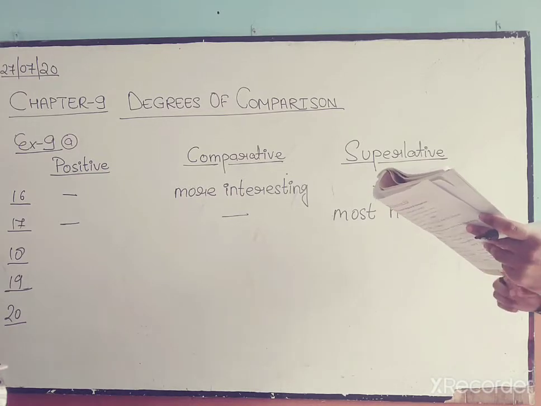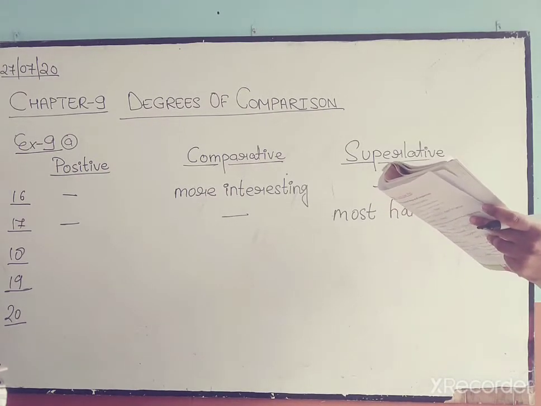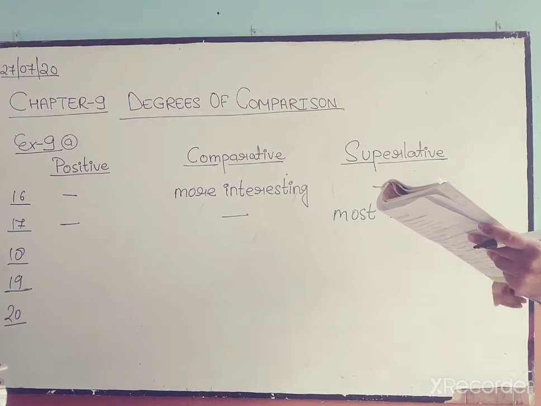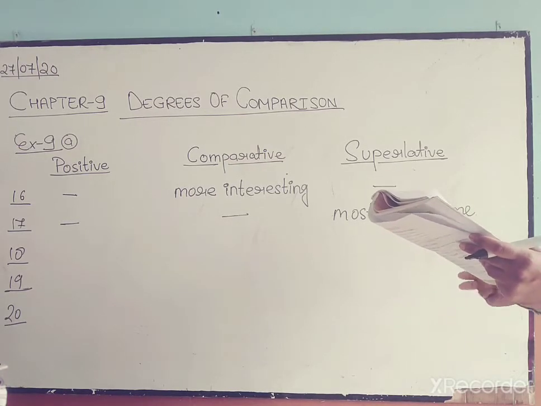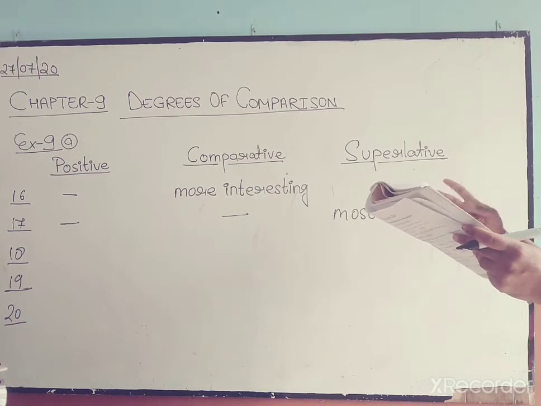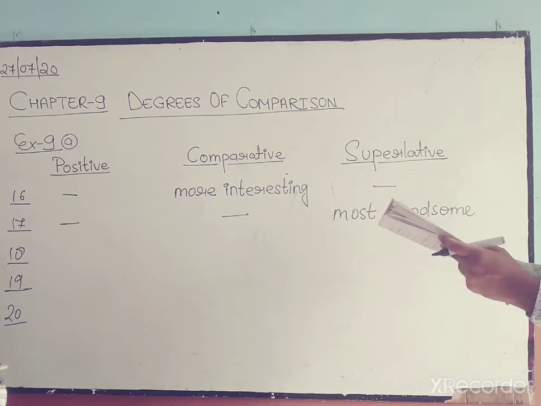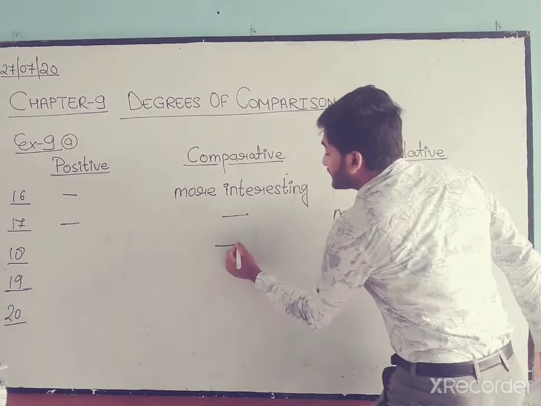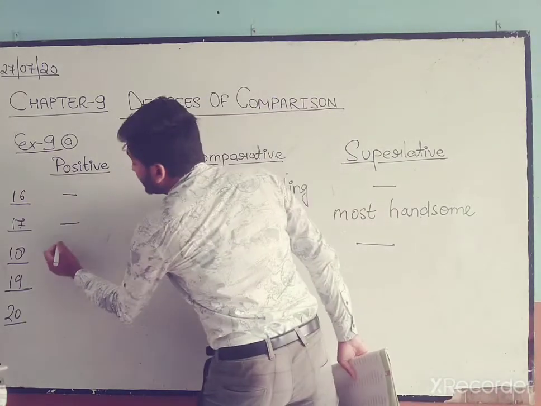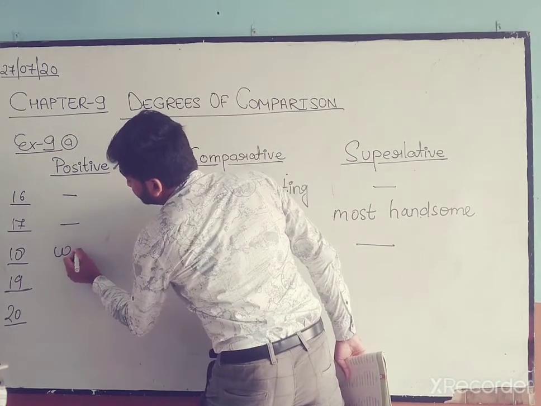Number 18. We have comparative and superlative. More wonderful and most wonderful. As you can see, wonderful has 3 syllables. So more and most. That means what will be the positive form of this word? Positive degree will be wonderful.